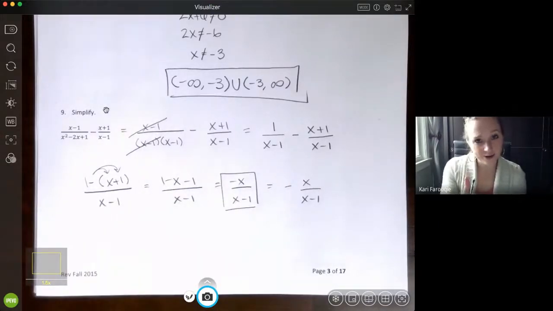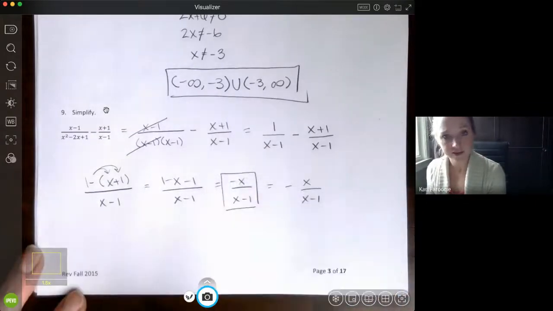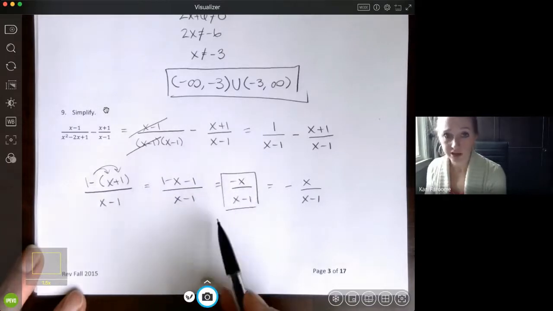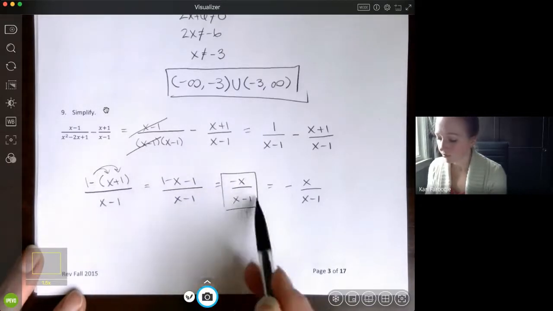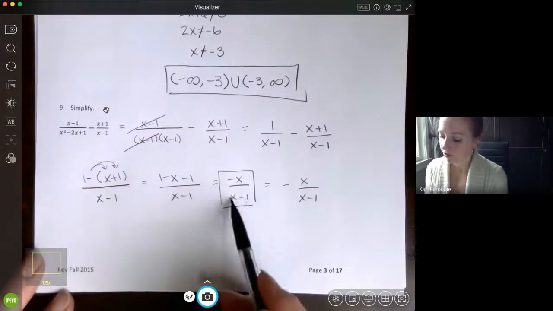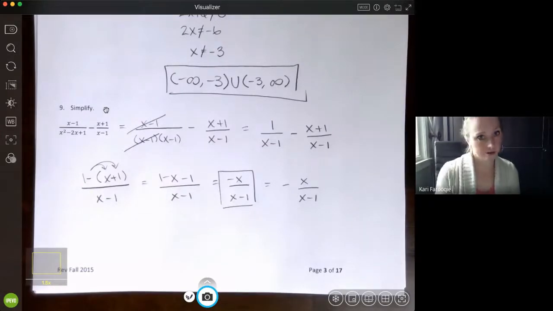And I also want to make sure that you know you cannot cancel these x's because you can't factor an x out of the denominator. You can't cancel it. It's not a common factor at this point. You would have to have that factor in common in both terms, and you don't. If it's not a common factor, you can't cancel it out.